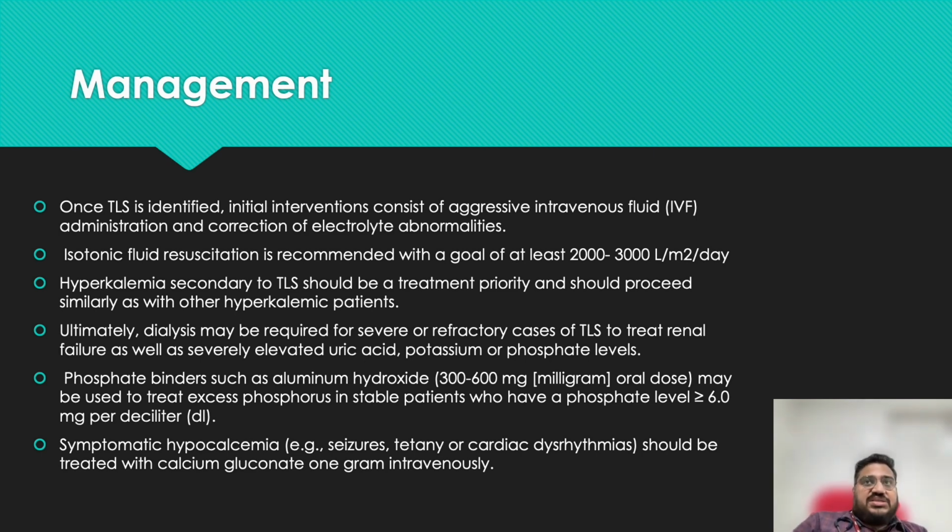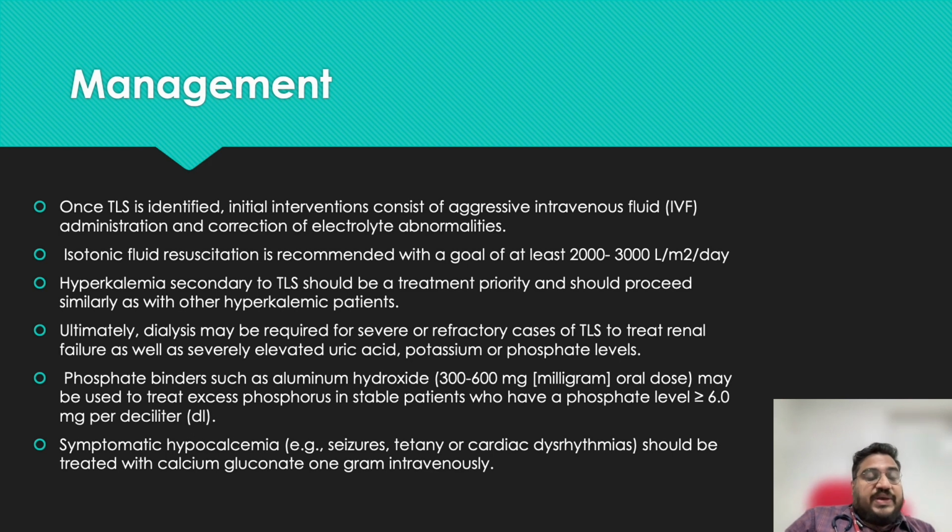And hyperkalemia, just like any other hyperkalemia management you need to do: if required calcium gluconate, if required GI bolus, Lasix, furosemide, potassium binders, even dialysis, you need to think about all those things. But ultimately dialysis may be required for severe refractory tumor lysis syndrome. So renal failure as well as severely elevated uric acid, potassium or phosphate level, definitely that patient requires dialysis. Also phosphate binders can be used, aluminum hydroxide 300 to 600 milligram oral dose can also be tried if the serum phosphate level is very high, that is above 6.